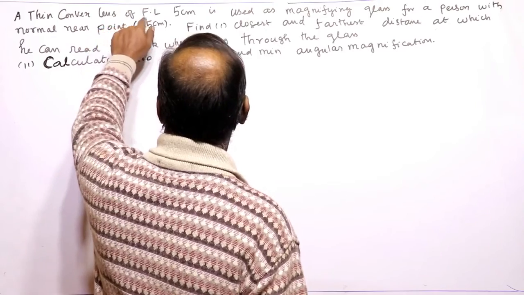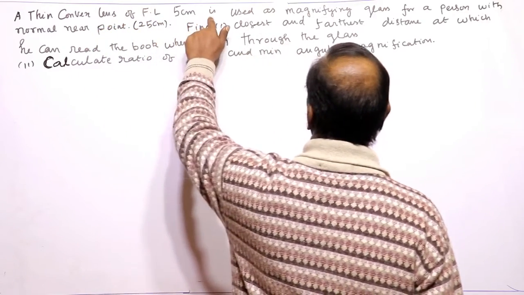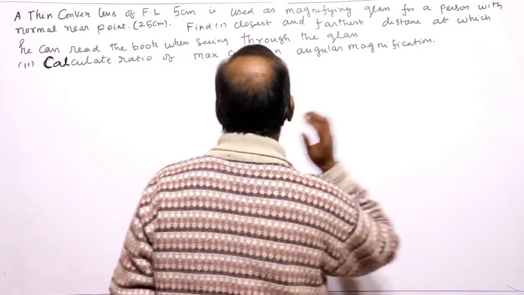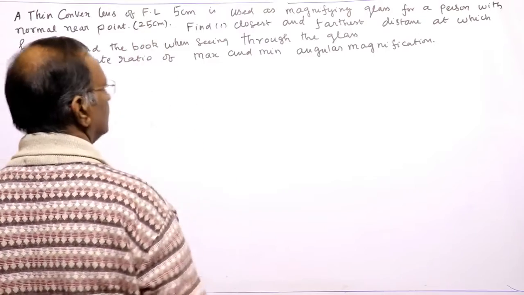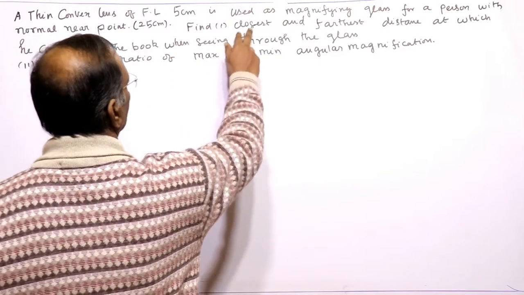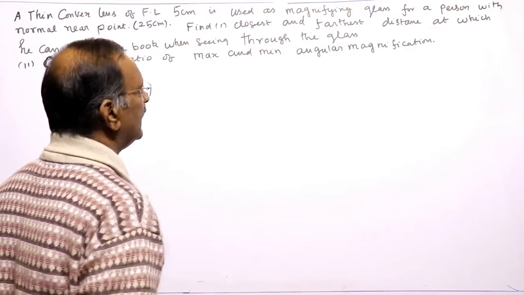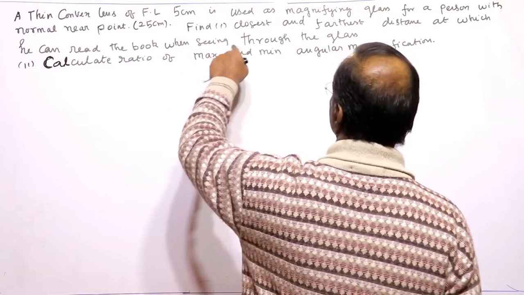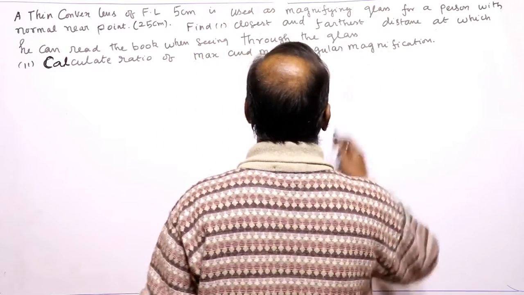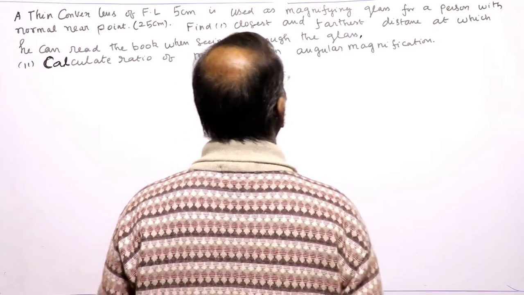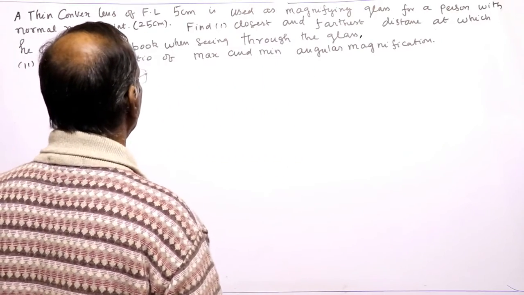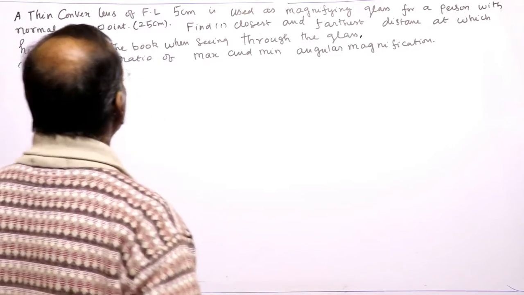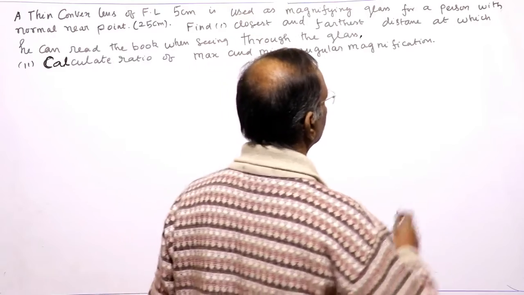A thin convex lens of focal length 5 cm is used as a magnifying glass for a person with normal near point. Find the closest and farthest distance at which he can read the book when seeing through the glass. First, calculate the ratio of maximum and minimum angular magnification. First, this is a normal person.